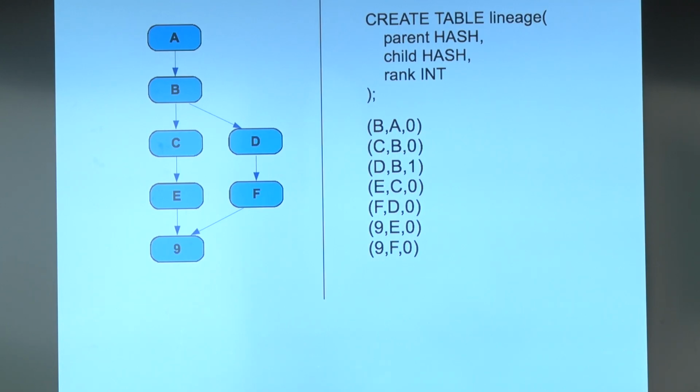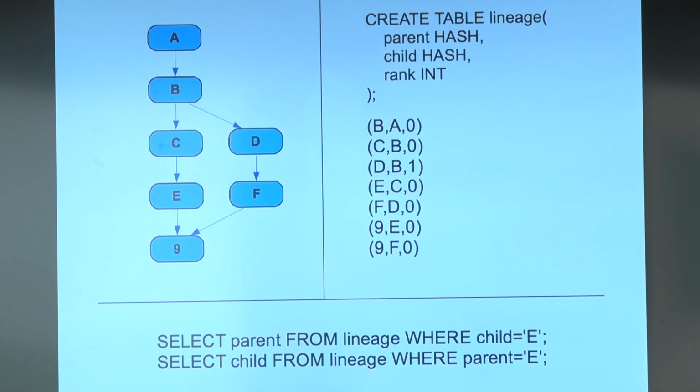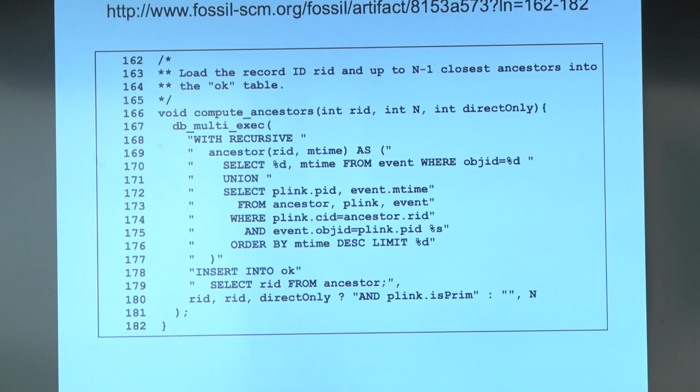Well, given this, now you can go back and do queries that will give you the lineage in both directions. You can go forwards in time and backwards in time. And this completely solves the Git problem of being unable to find your descendants. Completely solves it. Here's an example of, this is example code.